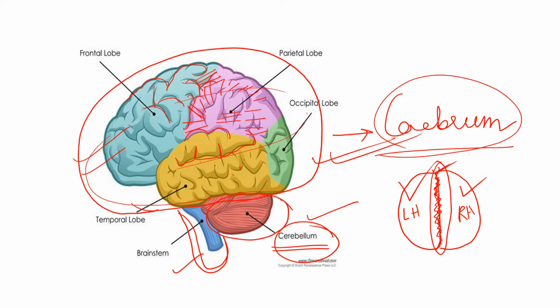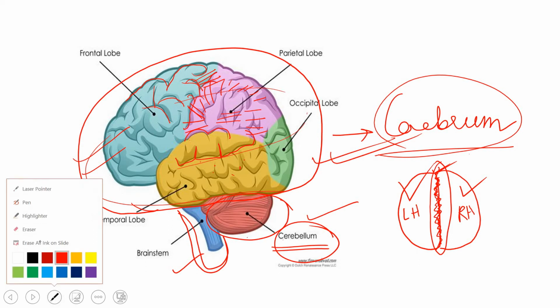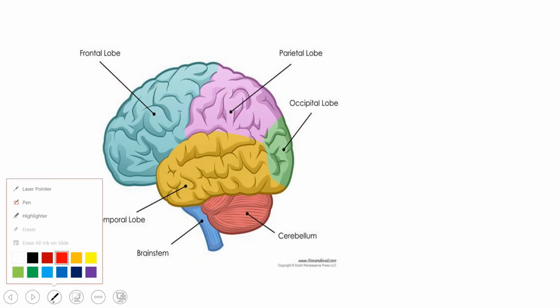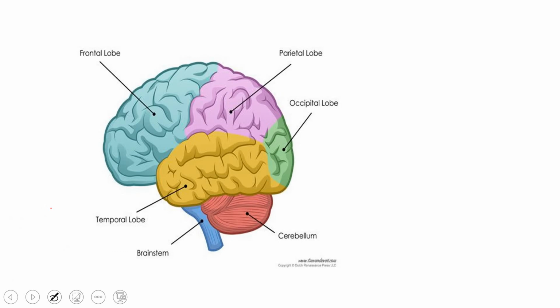Next we come to the cerebellum. What is present in the cerebellum? We can see that this cerebellum is located just below the cerebrum. This part of the brain controls and coordinates muscular movements of the body and also maintains the balance of the body.